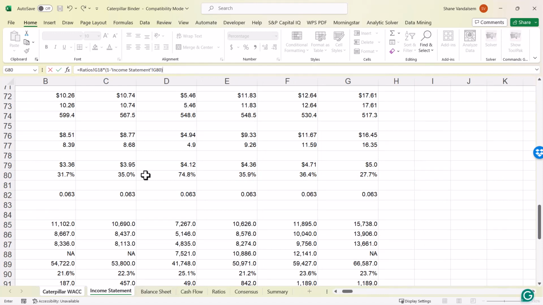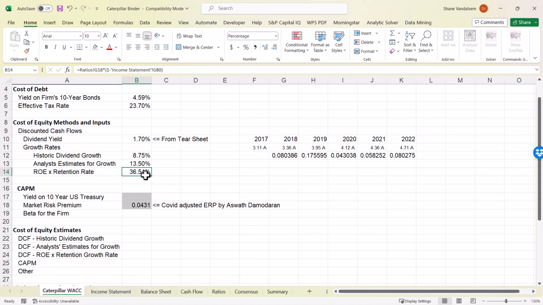So it's 1 minus the payout ratio. 1 minus the payout ratio is the retention rate, or the retention ratio. And so what that tells us is that the ROE was 50% for the company. The retention rate was 27%. And so they're actually retaining most of their earnings.